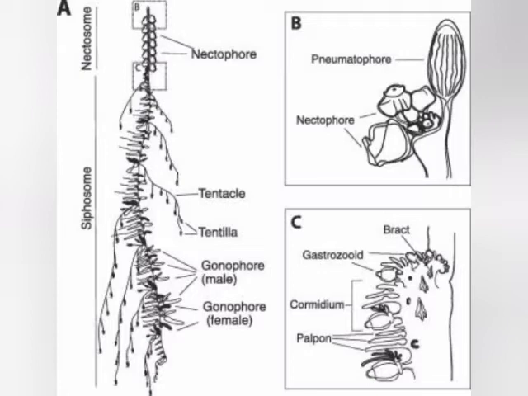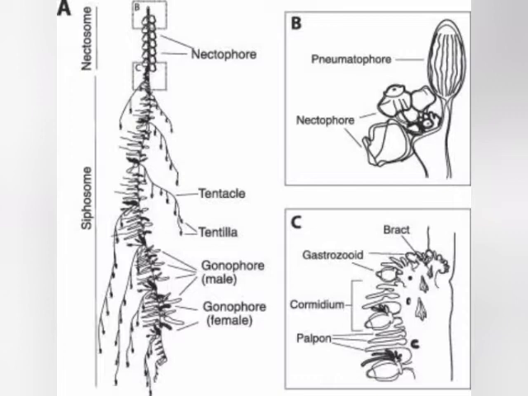The zooids of the colony arise as lateral buds of the siphonosome. These buds arise in sets called cormidia. Each cormidium may usually consist of all types of zooids. As the colony grows, new cormidia may be added to it in regular succession towards the aboral end. So the youngest cormidium is located near the pneumatophore and the oldest one is near the mouth.